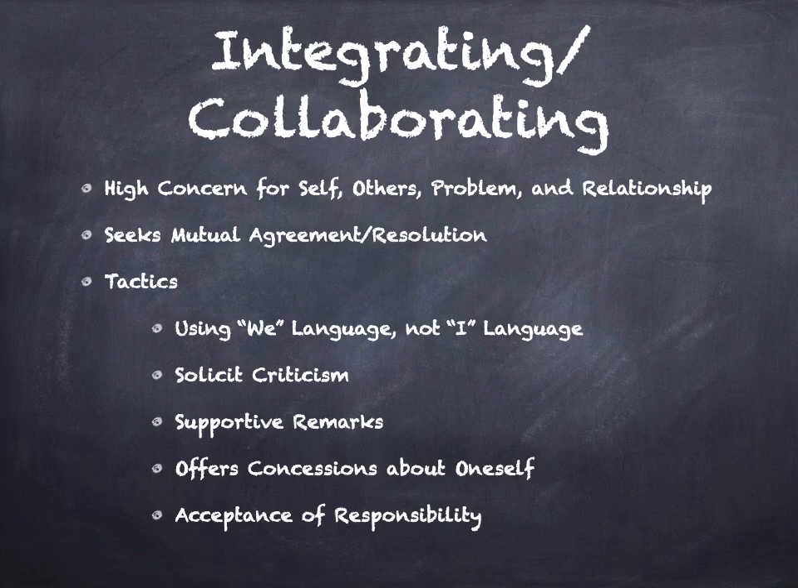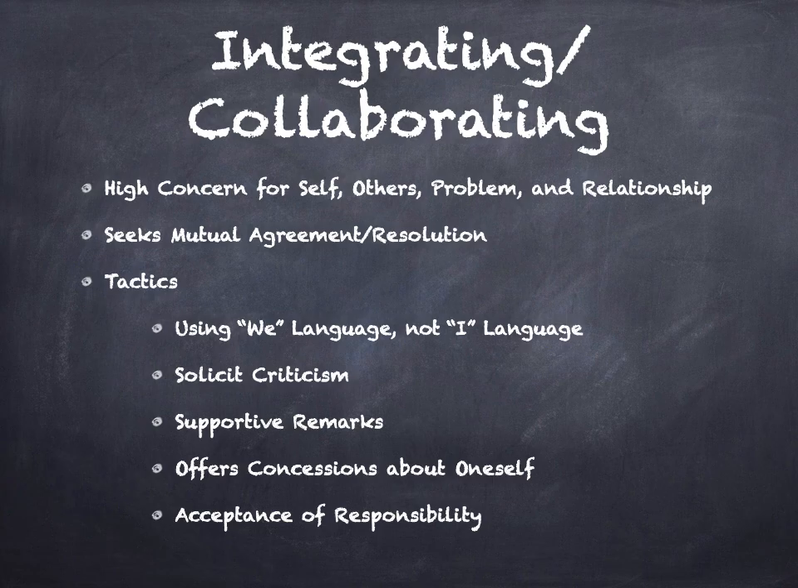As I explained in an earlier slide, integrating or collaborating means having a high concern for yourself, for others, for the problem or the conflict itself, and the relationship. This is where the relationship becomes most pronounced. It's not about you or me, it's about us. We want to seek mutual agreement and resolution, but we don't want to lose something in the midst of that. Compromising means we find a quicker solution rather than really digging deeper. So in a sense, it's a loss for both parties.